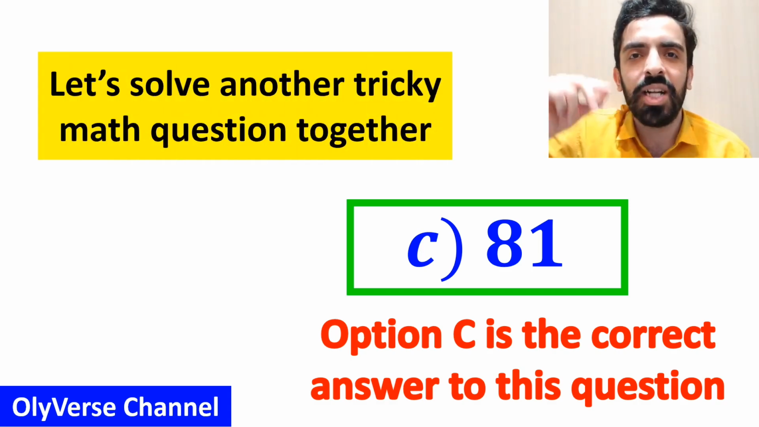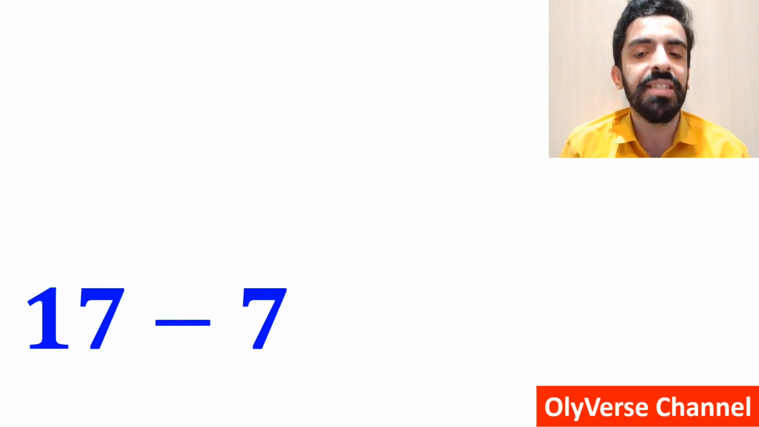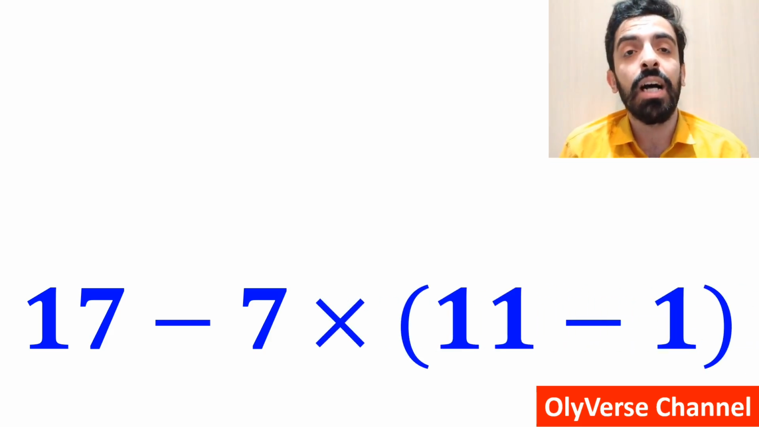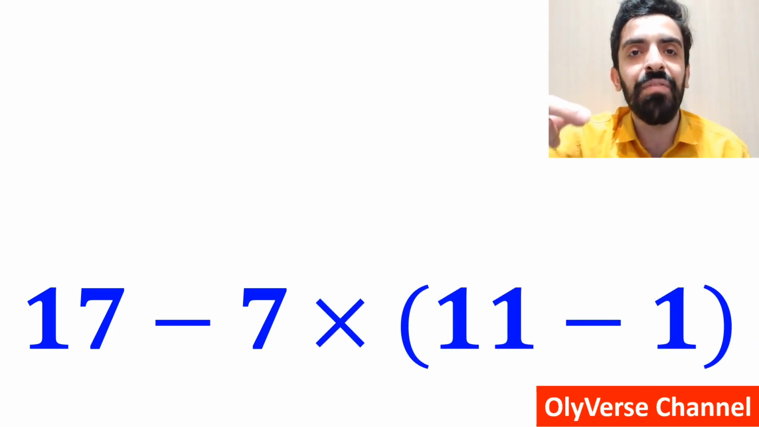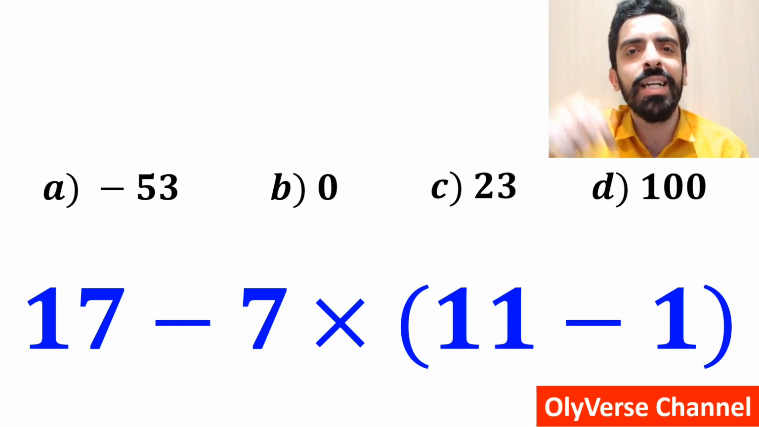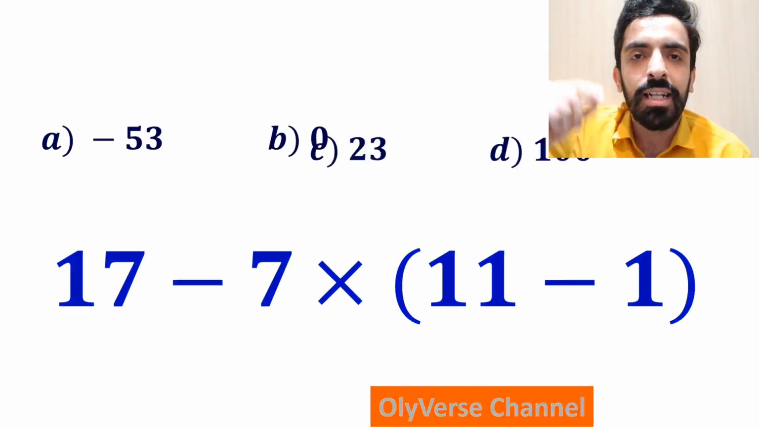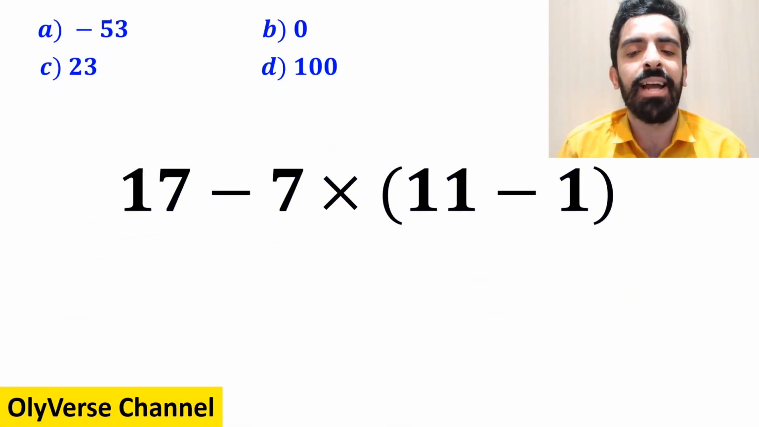Alright, now let's solve another tricky math question together. What is the value of the expression 17 minus 7 times open parenthesis 11 minus 1 close parenthesis? Which option do you think is the correct answer to this question? Let's go step by step and solve it together.